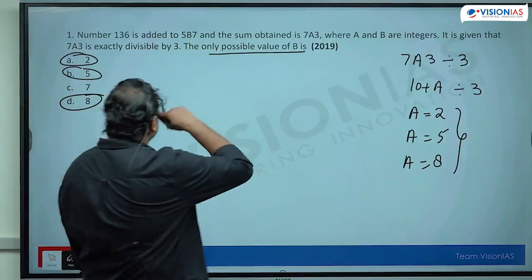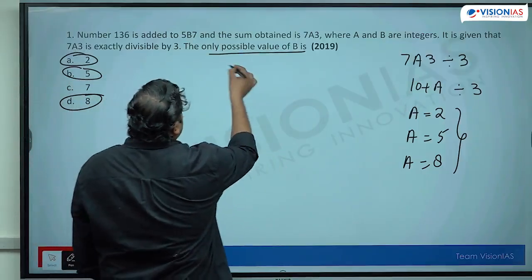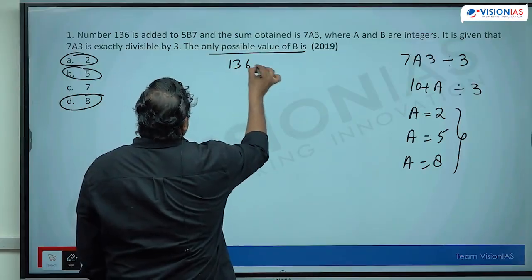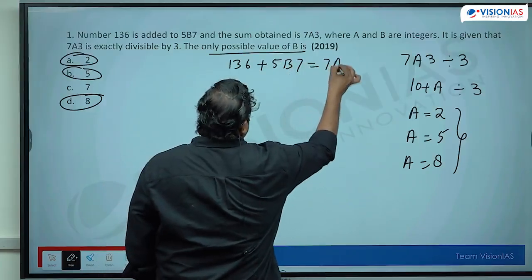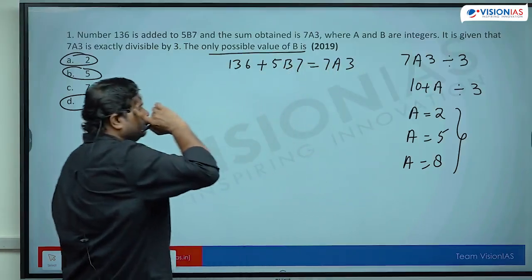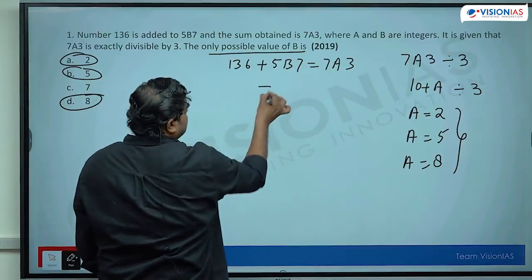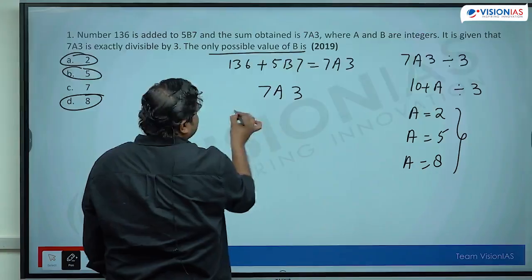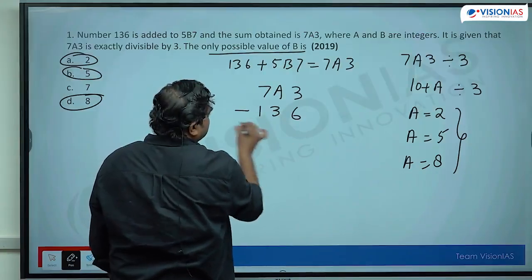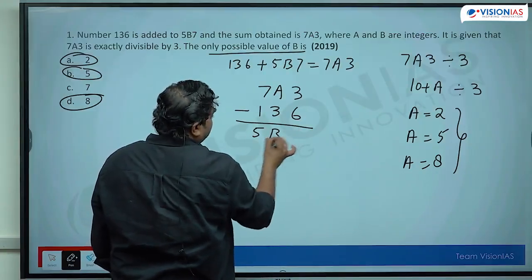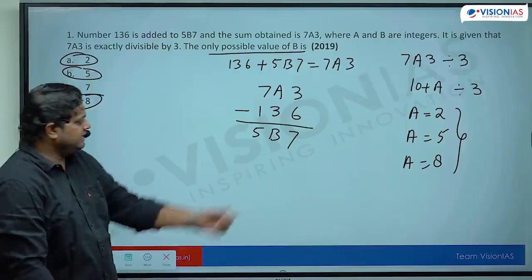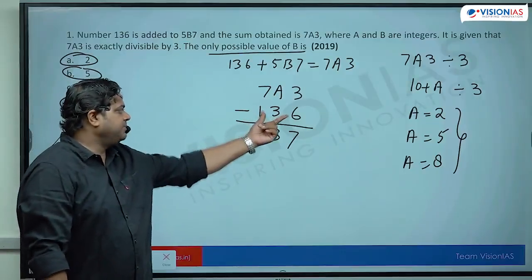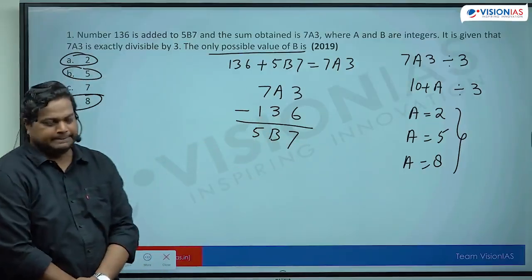Then it is given that 136 is added to 5b7. We are getting 7a3. So we can write this way also that from 7a3 if we subtract 136, we are going to get 5b7 or not? क्योंकि b की value we need to calculate. So we have written here. After this operation, we are getting 5b7.